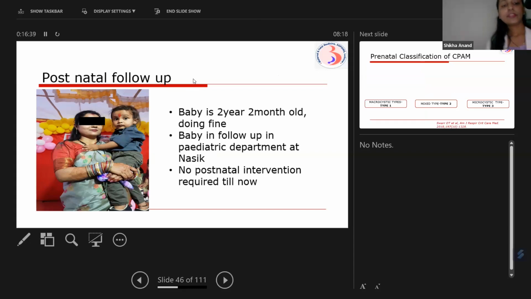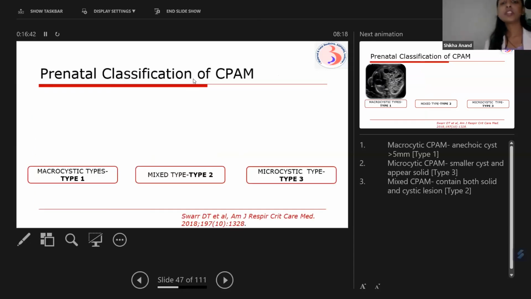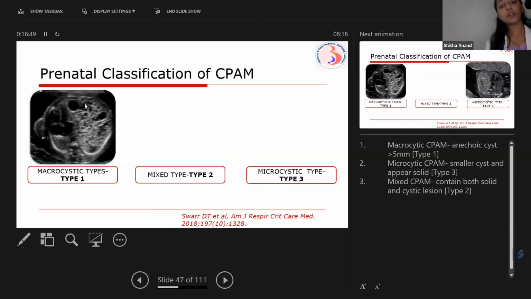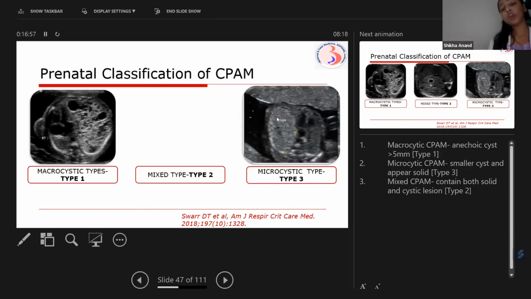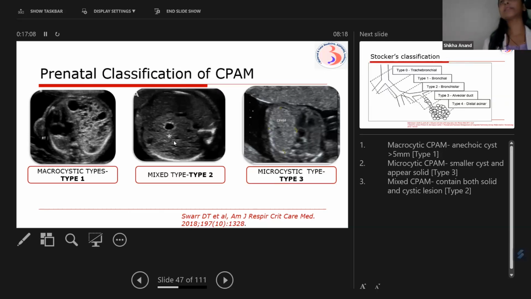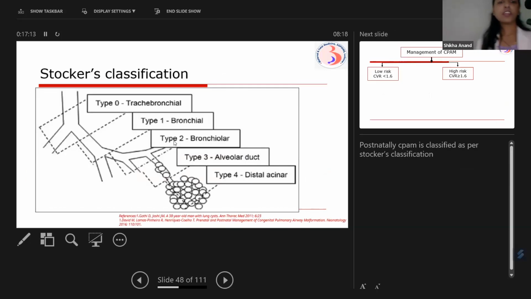So prenatally, congenital pulmonary airway malformation is classified into 3 varieties. Macrocystic is the most common, in which there are multiple large cysts present within the lung parenchyma. Then comes microcystic, in which there are very small cysts present in the lung parenchyma, giving the appearance of mainly solid areas. And then there can be a mixed variety with both macro and microcysts, similar to our case. This is the Stocker's classification, which is mainly relevant postnatally.